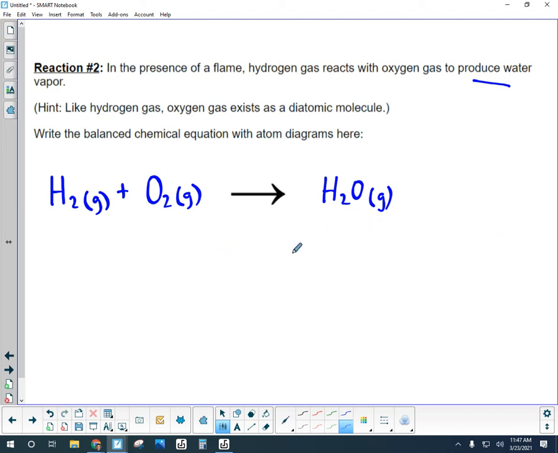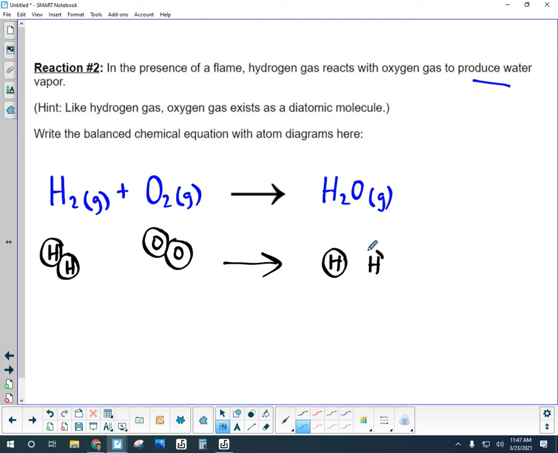Okay, so let's think about balancing this. Let's represent H2 as, again, a diatomic molecule. Oxygen is the same, diatomic. And they need to somehow combine and rearrange to form water. So if you think back to our study of molecular shapes, water is a bent molecule, so I'm going to try to represent it as such, something like this. Okay.